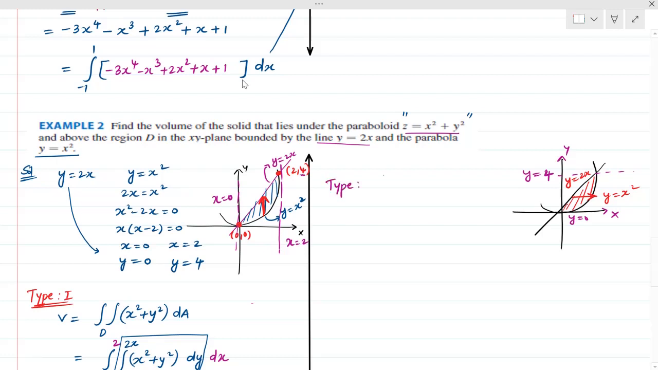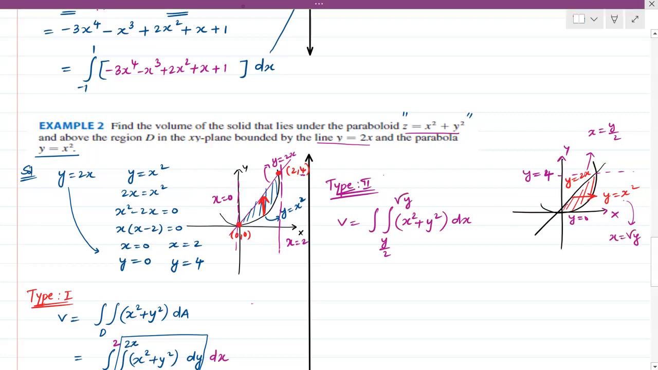So the limit, the double integral of x square plus y square, I will write it first, it is dx. What is the limit of x? What is x equal from here? It is y over 2, from this line. From this one, I will calculate x equal y over 2. And then what is x equal from this one? So x is equal to root y. So this is root y.